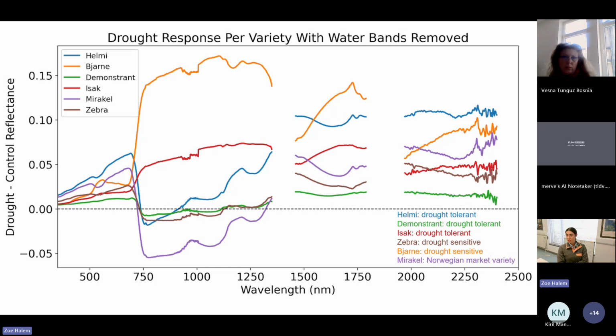And ultimately what we're seeing here is there's no consistent trends. There's no systematic behavior of the drought tolerant or the drought sensitive varieties. They've each got quite a heterogeneous response, which could potentially be caused by them just being heterogeneous in their genetic makeup.